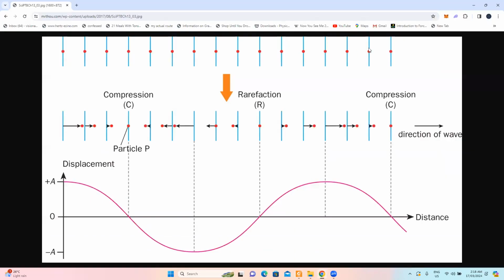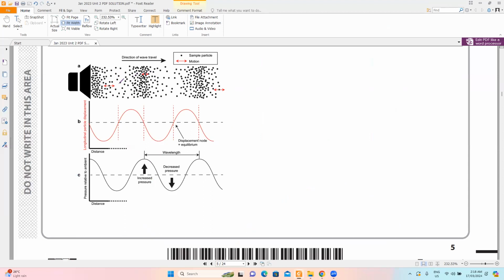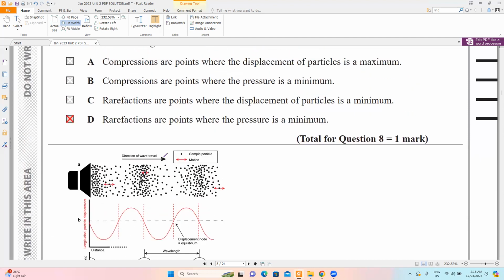So, it's better if I show you from here. Here the particles are undisplaced, and when a longitudinal wave passes, you'll see all the particles around the compression move towards the compression, and all the particles around the rarefaction move away from the rarefaction. But at the compression and at the rarefaction, the displacement is 0. Displacement is always 0 at both compression and rarefaction. But at the compression, the particles are bunched up, so the pressure increases. And at the rarefaction, particles are spread out, so the pressure decreases. So that makes the answer D.